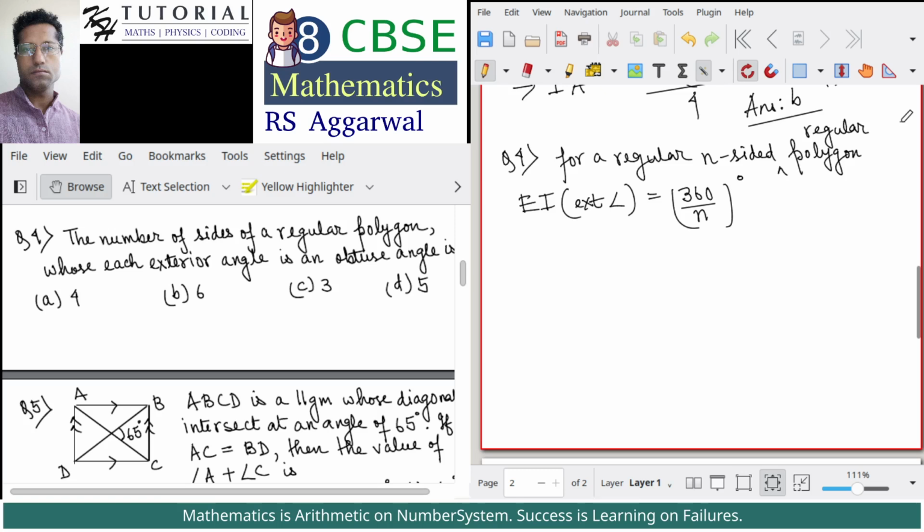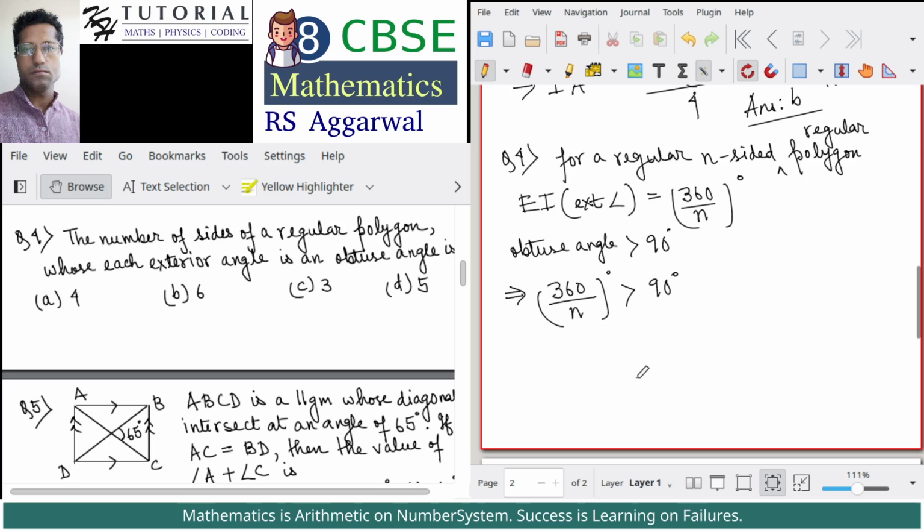It is asking the number of sides of a regular polygon whose each exterior angle is an obtuse angle. What is an obtuse angle? An obtuse angle is greater than 90 degree, we know this. So if we consider that the regular polygon has n sides whose exterior angle is obtuse, we must have 360 by n degree greater than 90 degree.